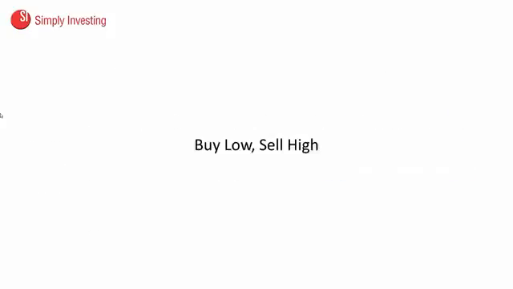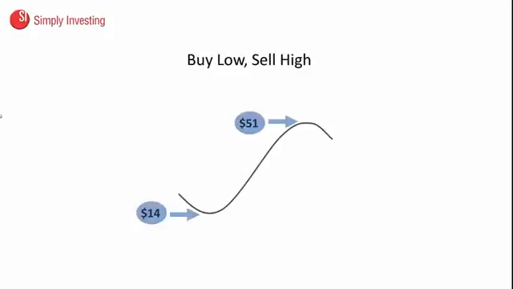So everybody says you want to buy low and sell high. But what does that really mean? You want to buy low in this example. You'd want to buy the shares at $14 a piece and then turn around and sell them later on at $51 a piece. And the reason you want to do this is to maximize your profits. So you want to buy low and sell high.